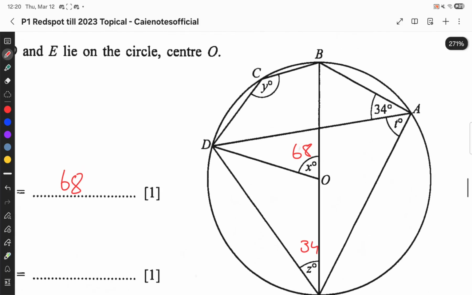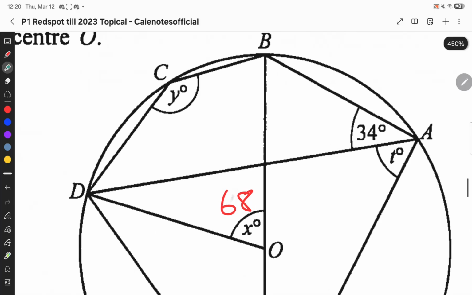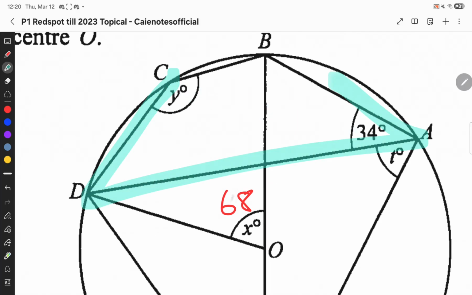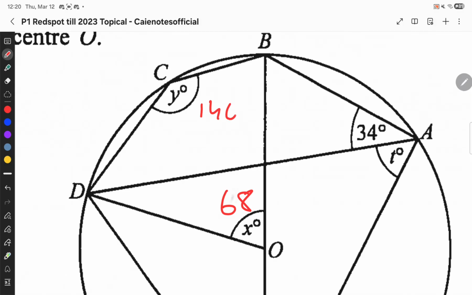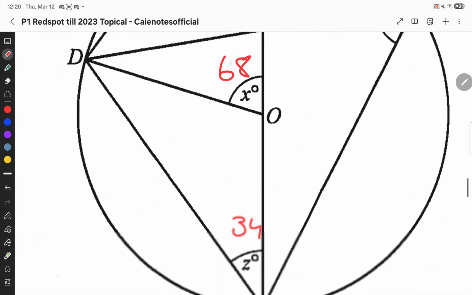Next is, how do you find the angle Y? Well, we do this by using a cyclic quadrilateral. Why? Because I looked opposite to it and knew this is a cyclic quadrilateral, and done. 180 minus 34, 146.